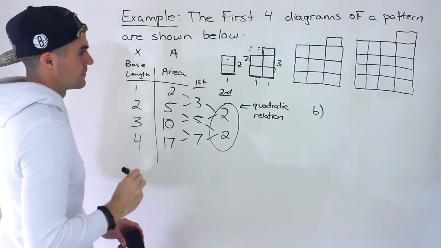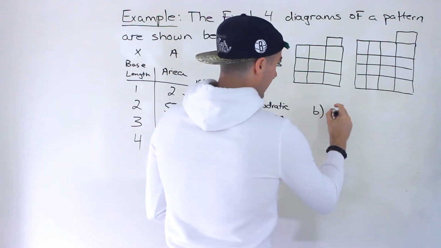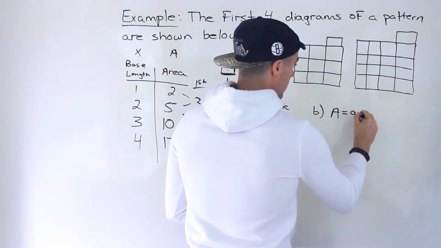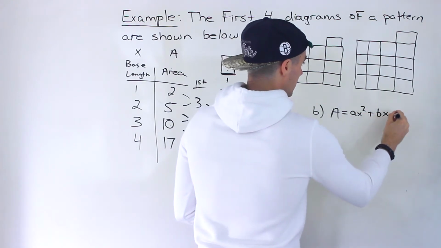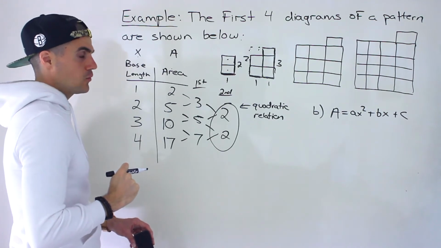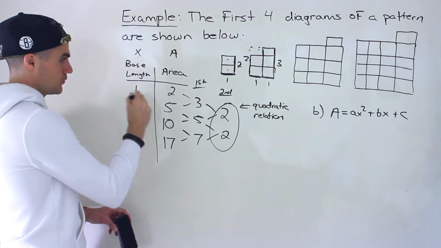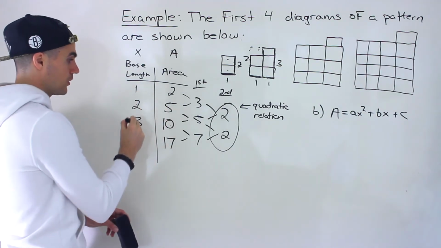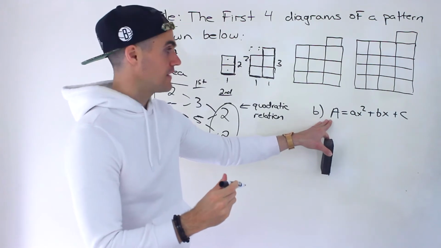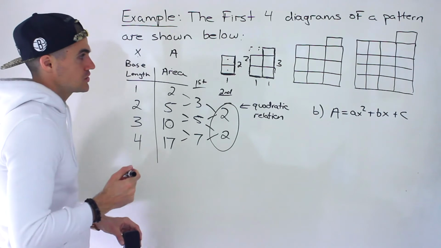Okay, so because we're dealing with a quadratic, we know that we're going to have something in the ax squared plus bx plus c form, like that. And there are different ways you can go about this. We've done this before, you could pick 3 points, plug them in for the x and for the capital A, and then you could solve for a, b, and c using substitution or elimination.